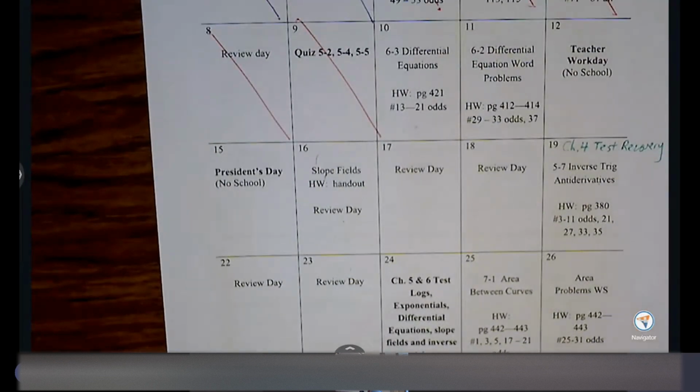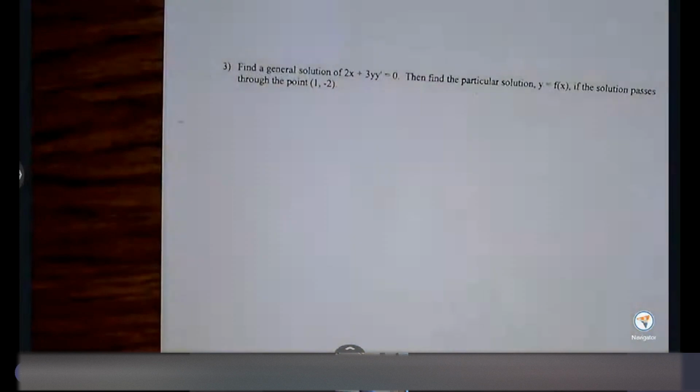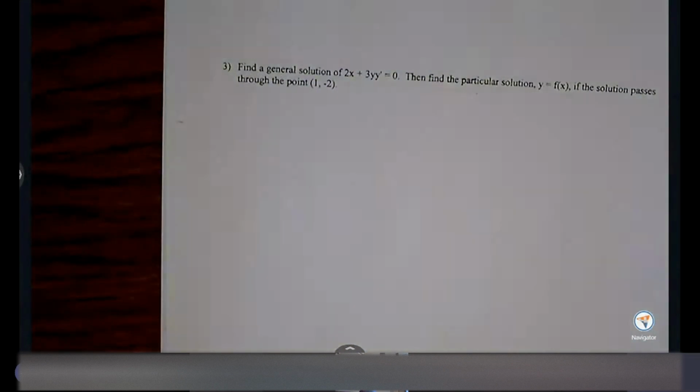Okay, any questions right now? Okay, so let's start our notes for differential equations.